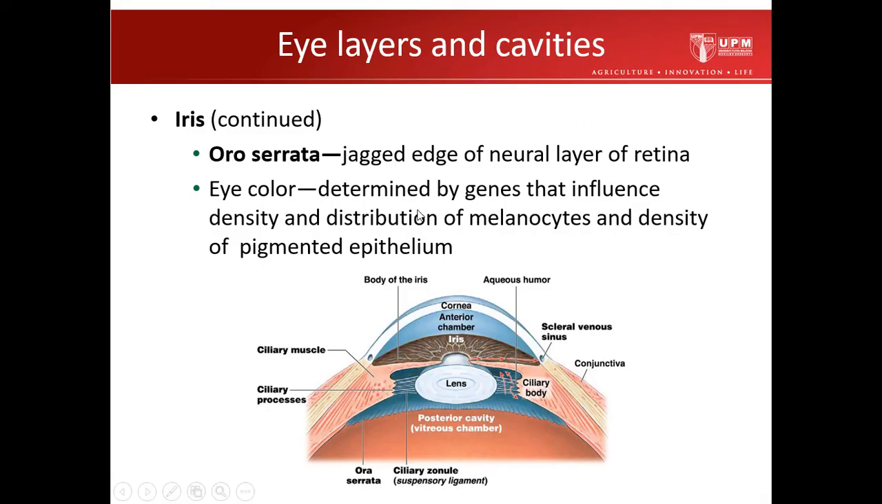Eye color is determined by the genes that influence the density and distribution of melanocytes and the density of the pigmented epithelium. For example, a person with green, brown or black eyes has an increasing number of melanocytes in the body and the surface of the iris. In contrast, people with albinism have eyes that are very pale gray or blue-gray.